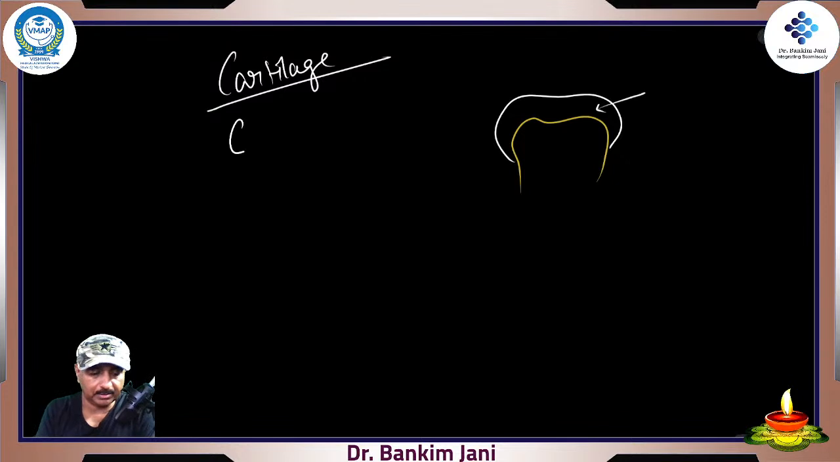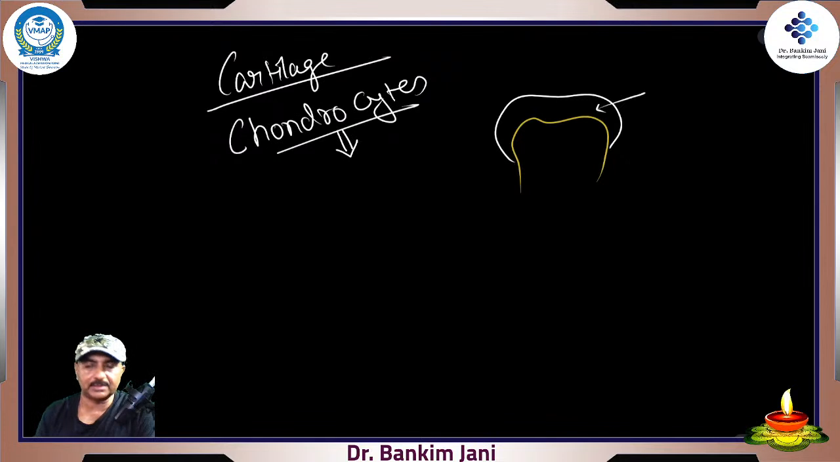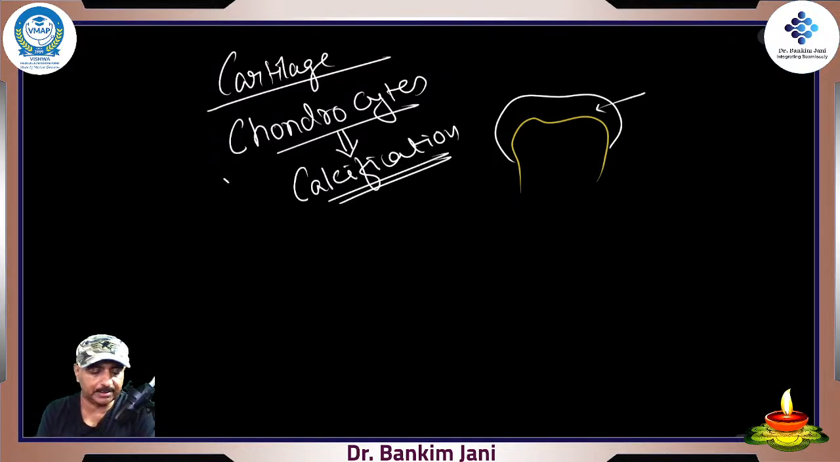Now, when we talk about cartilage, we learned one word, chondrocytes, right? Chondro is the cartilage, and cytes means the cells. And one fine day when these chondrocytes die, because there is no supply, when there is calcification, these poor chondrocytes die, right?